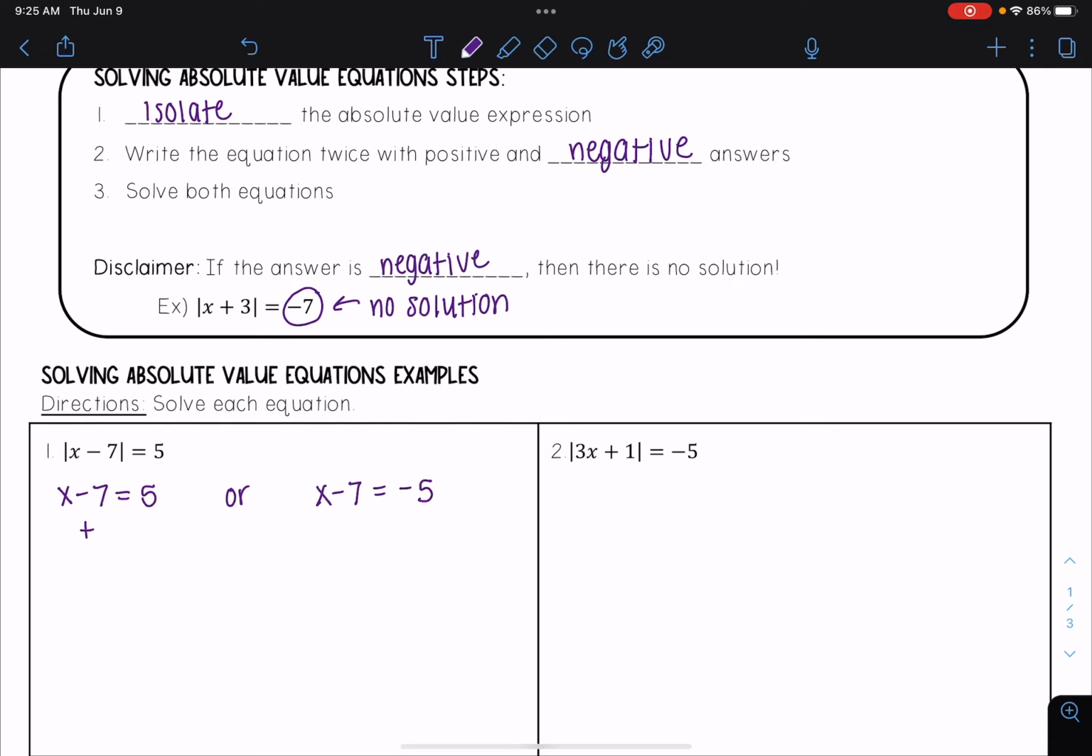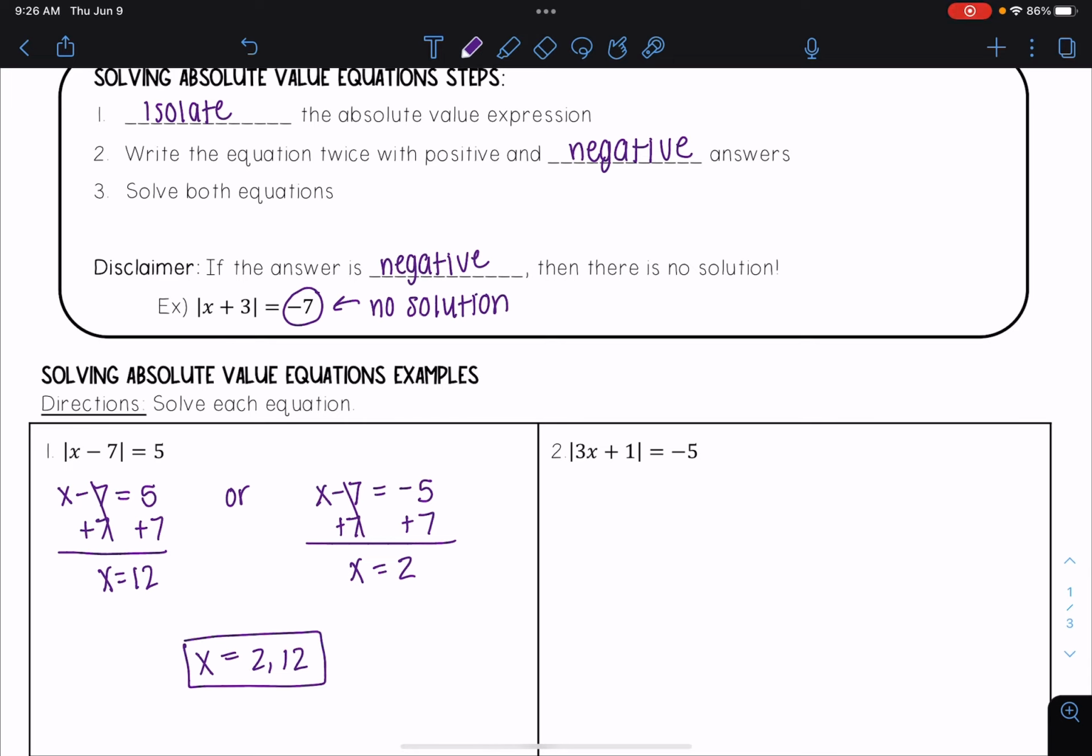So I'm going to add 7 to both sides, and I get x equals 12. I'm going to add 7 to both sides here, I get x equals 2. And so that means that my 2 answers are x equals 2 and 12.